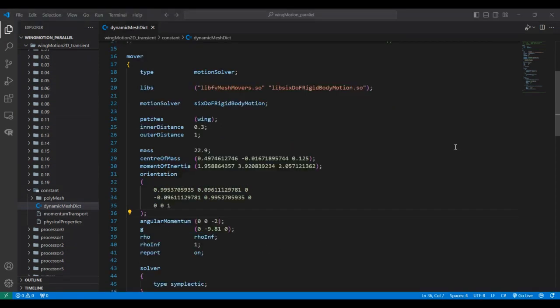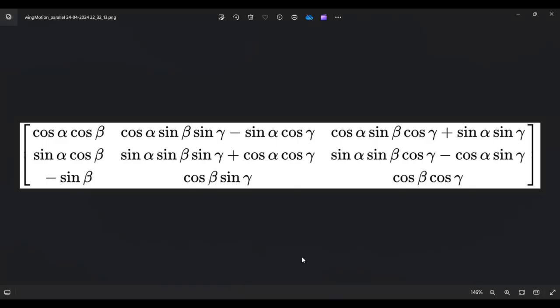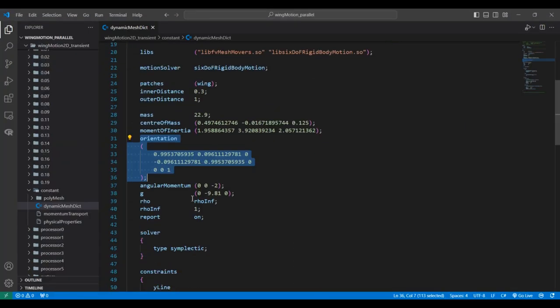We define the orientation of the body. It is the initial orientation we want the wing to be. This is made through a rotation matrix which looks similar to this one. Next, we define the angular momentum that we want to provide the body. If it's given a negative sign, the wing will move in the anti-clockwise direction. And if it's given positive, the wing will move in the clockwise direction.